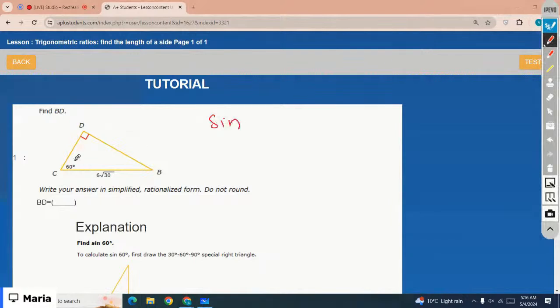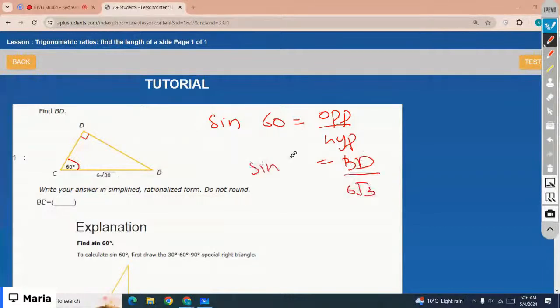Let's calculate the sine of angle 60, right? Here is 60. Sine of angle 60 is opposite divided by hypotenuse, right? So here is sine 60. You are not given the opposite, you need to calculate it, that is BD. From angle 60, this is BD, the opposite. The hypotenuse is 6 square root 3, right? So let's calculate BD equals 6 square root 3 times sine 60, right?